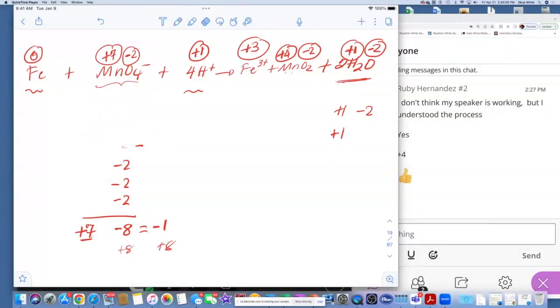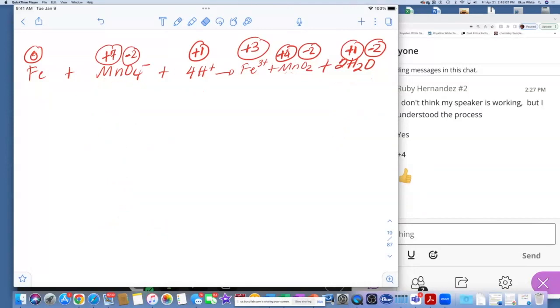Okay, now that we've done all this, remember all of this math is a means to an end. We're still trying to identify what's being oxidized, what's being reduced. Now I can look. Iron goes from 0 to +3. Oh, that's getting bigger. We're going towards the right. That's definitely being oxidized, right? And they asked us to find the agent. Whatever is being oxidized is also the reducing agent.